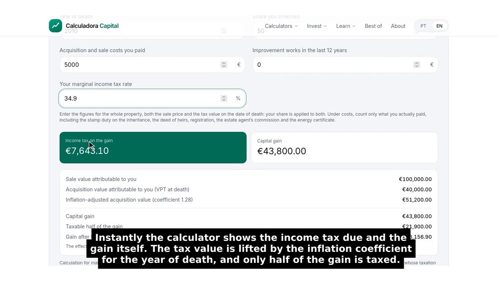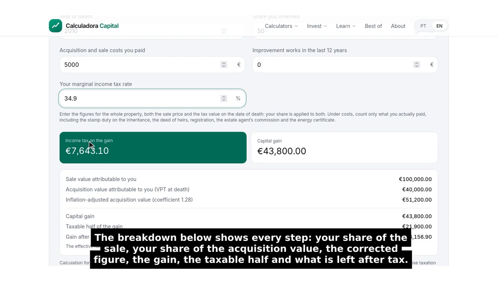The tax value is lifted by the inflation coefficient for the year of death, and only half of the gain is taxed. The breakdown below shows every step. Your share of the sale, your share of the acquisition value, the corrected figure, the gain, the taxable half, and what is left after tax.